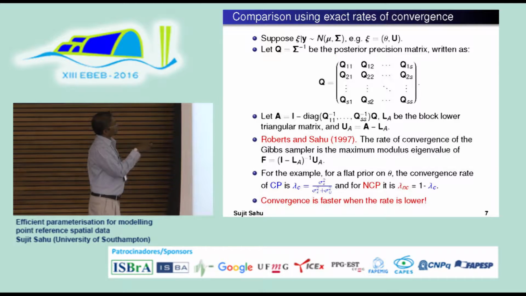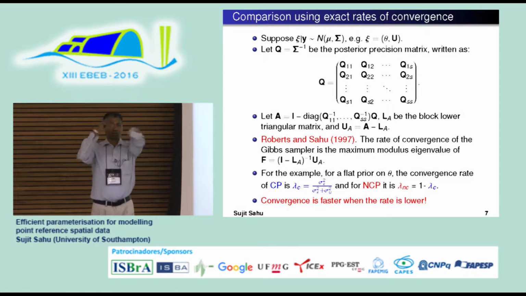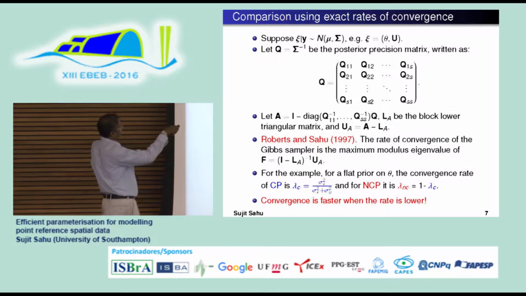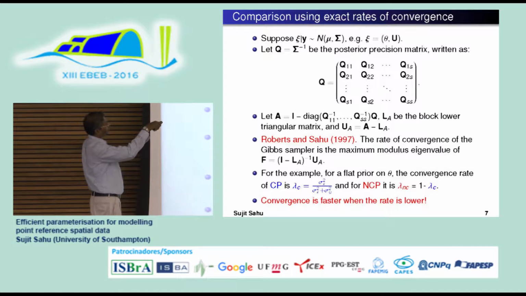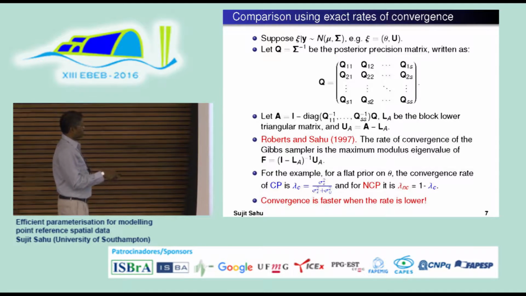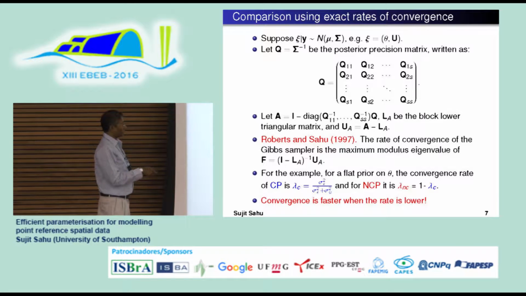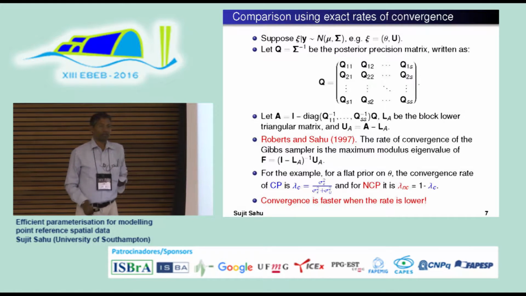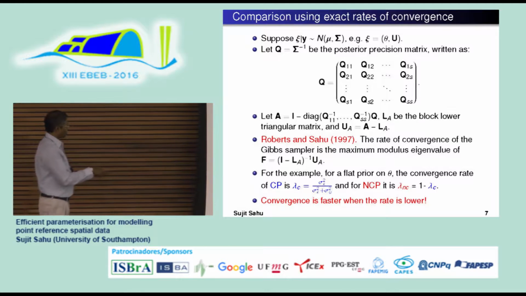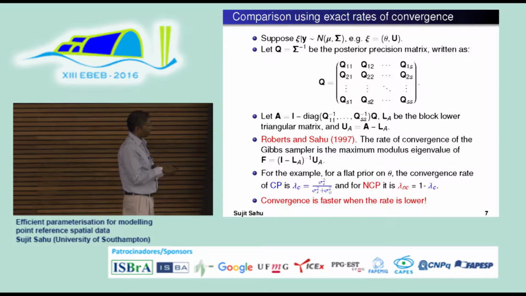Suppose we have, and this is a bit of fantasy land, that the whole joint posterior distribution is multivariate normal with mean mu and covariance sigma, where sigma inverse is partitioned this way. Then you can do the math, and what we saw is that the rate of convergence of the Gibbs sampler is the maximum modulus eigenvalue of F equal to I minus L A inverse U A. I don't want you to memorize that formula. I'll do that for you. But this is the rate of convergence.